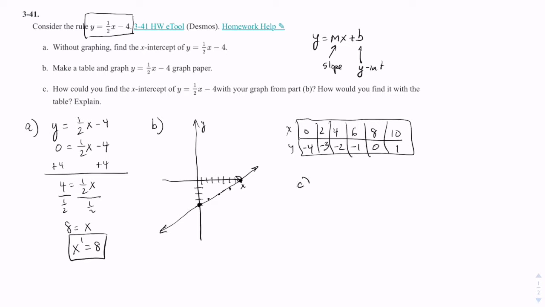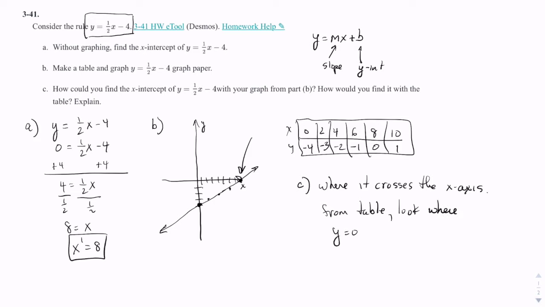So then question C says, how could you find the x-intercept from your graph? Well, from the graph, you just look where it crosses the x-axis, right? That's easy. And then it says, how would you get it from the table? You would, from the table, look where y equals 0, right? Because where y equals 0 here, there's the x-intercept.